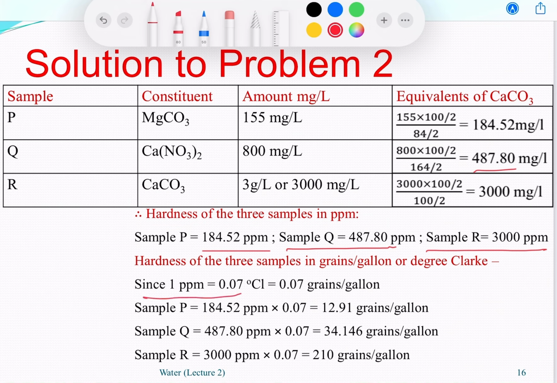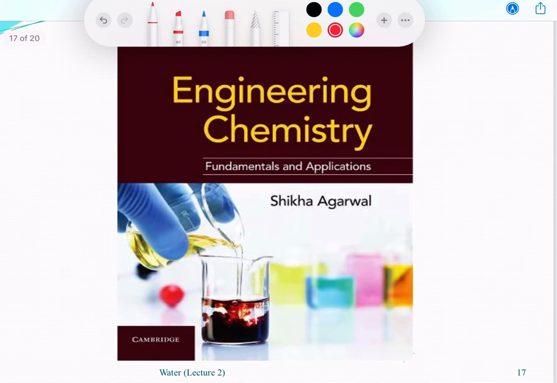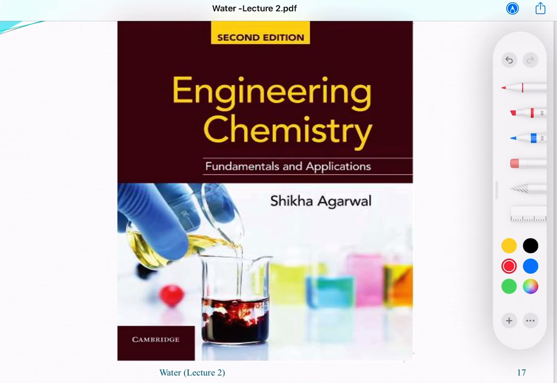Now you can convert it. See, I told you grains per gallon and degree Clark is one and the same thing. So you multiply by 0.07, 0.07, 0.07, you will get the answer in grains per gallon. So this is how you can convert all these. You can calculate in one unit, you can convert it into another unit, and this is how you can find out the temporary, permanent and total hardness of water. I think in this lecture it must be very clear as to how you will be using all these units.